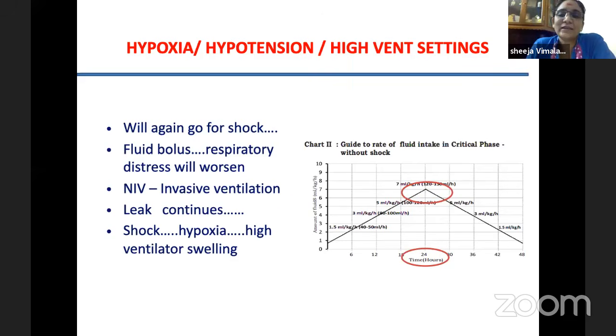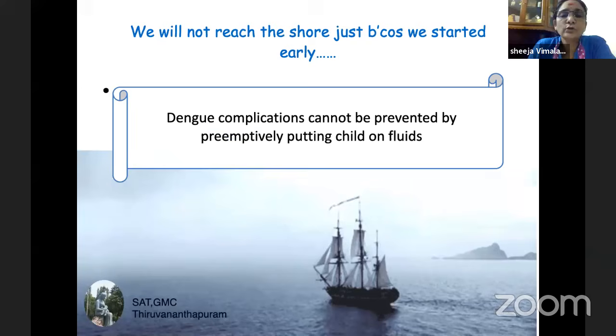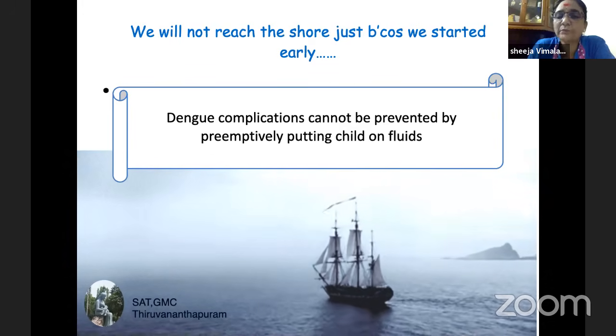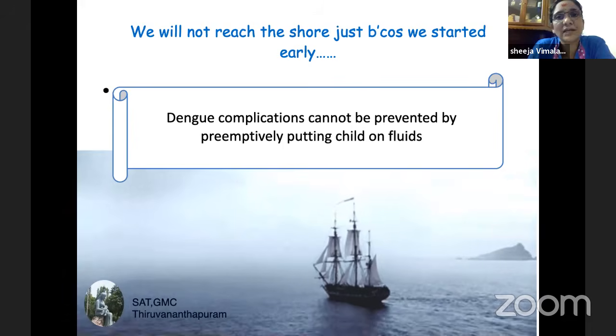Yeah. So when you have a combination of hypoxia, hypotension, and high ventilatory settings, we need to understand that's a deadly combination. You're literally standing between the devil and the deep sea. So could we have done anything different? We need to remember that we will not reach the shore just because we started early. Dengue complications cannot be prevented by preemptively putting a child on fluids.